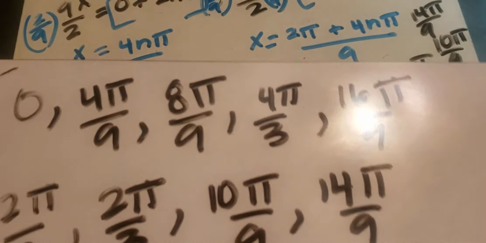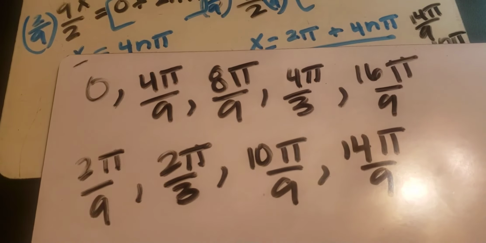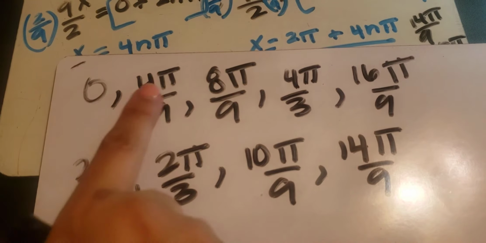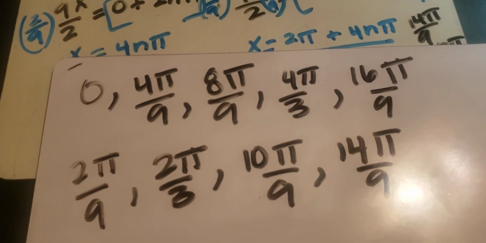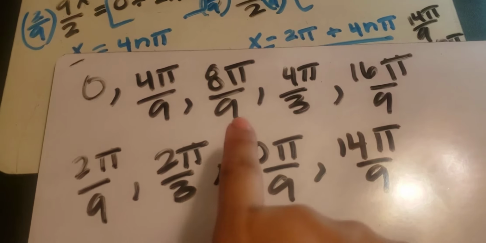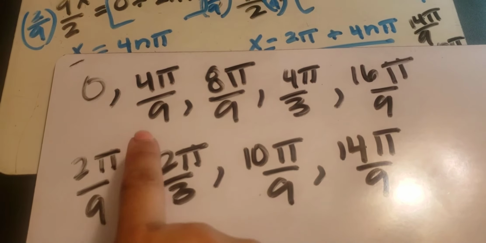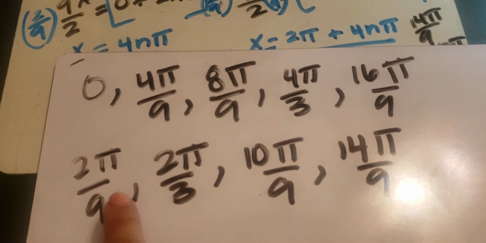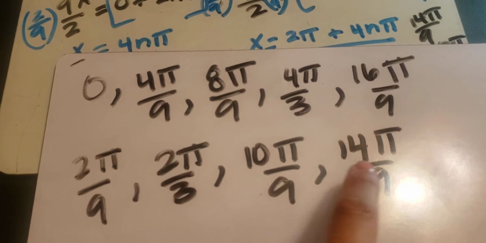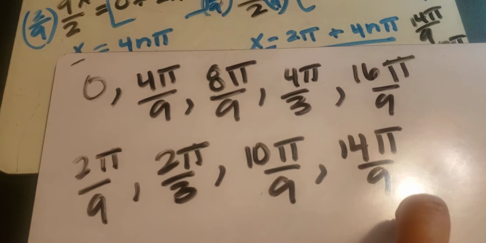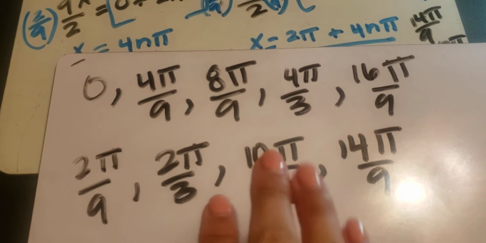So basically, I rewrote them in order. So far we have 0, 4 pi over 9, 8 pi over 9, 4 pi over 3, 16 pi over 9. Those are all the ones that the first one gave me. And then 2 pi over 9, 2 pi over 3, 10 pi over 9, and 14 pi over 9. So this is what I've written so far.